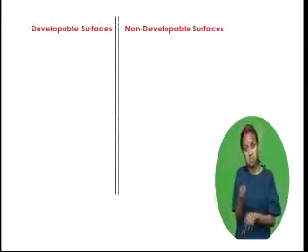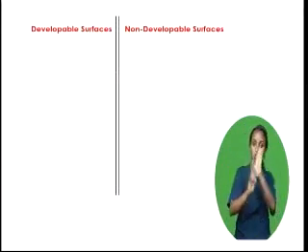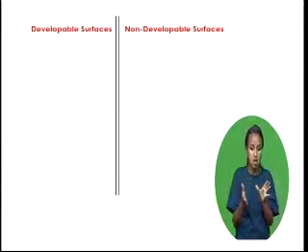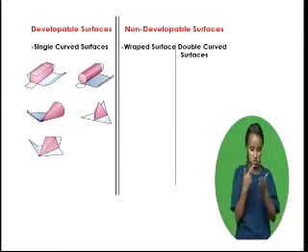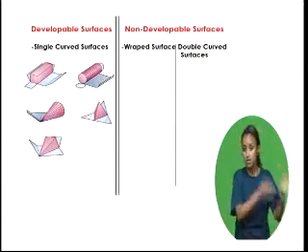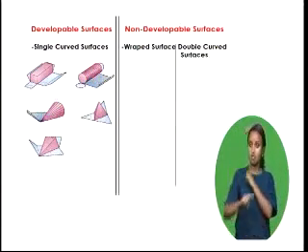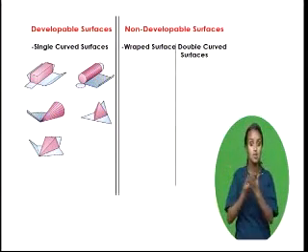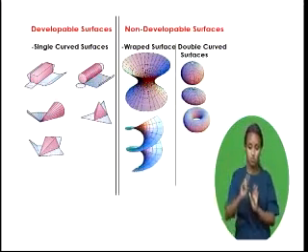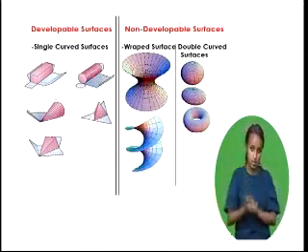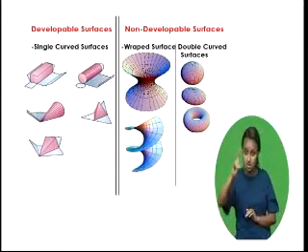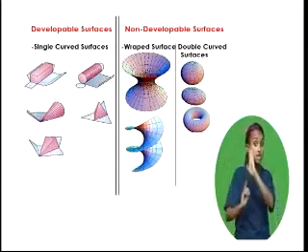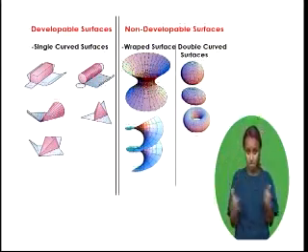There are developable and non-developable surfaces. A developable surface is one which may be unfolded or unrolled so as to coincide with a plane. Surfaces composed of single curved surfaces or of planes or combinations of these types are developable. Double curved surfaces are not developable. Wrapped surfaces and double curved surfaces are not developable. They may be developed approximately by dividing them into sections.